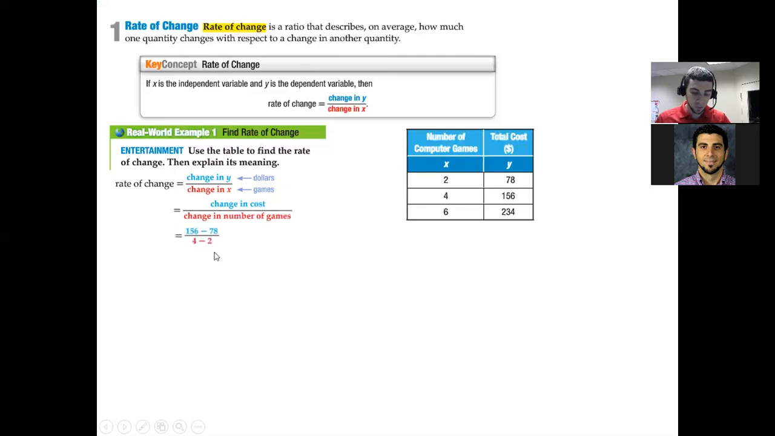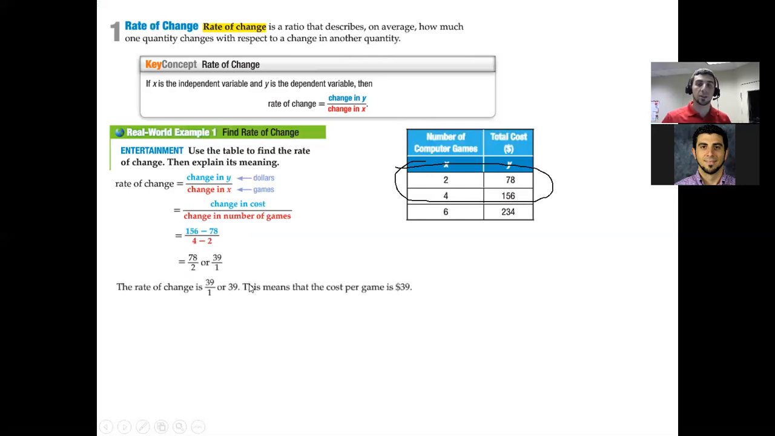So you could pick any 2 points in the graph. We picked these two right here to calculate it. So you figure out from 78 to 156. If you want to figure out how much the difference is there, you subtract the two. You do the last one minus the first one to figure out how far apart they are. So 156 minus 78 divided by here, 4 minus 2 is going to give us 2. So 78 over 2, if you divide that out, that would be 39. So the rate of change means that the cost per game is $39, or the rate of change would be $39 per game is another way to say that.